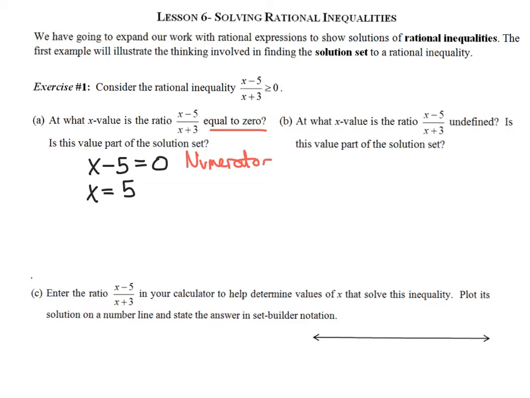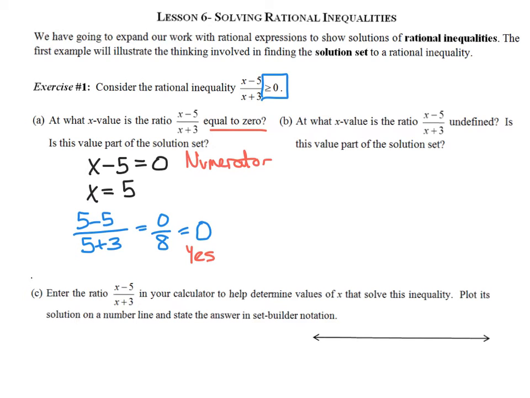Now when I take the 5 and I put it back in for x, I'm going to see that I have 5 minus 5 over 5 plus 3. That's giving me 0 over 8. And the question is, is this value, 0 over 8, which of course is 0, greater than or equal to 0? And 0 is greater than or equal to 0, so I'm going to say that yes, 5 is going to be part of our solution set. Let's go to Part B.